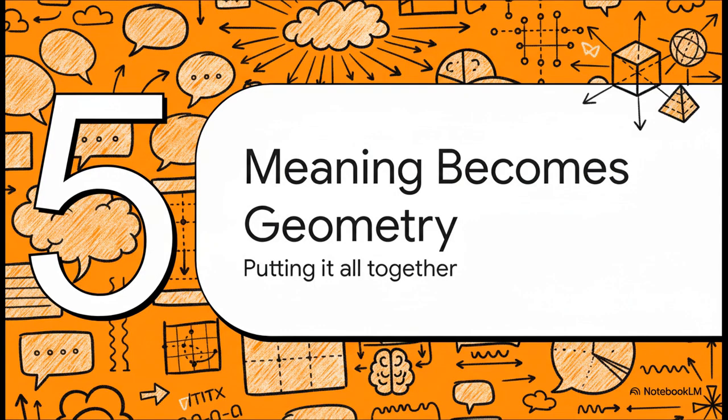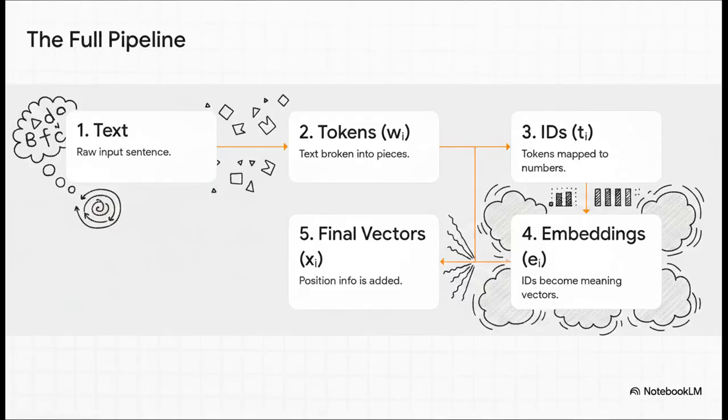So let's put this all together now. We've gone from meaningless text all the way to a rich, position-aware mathematical object. Let's just trace that full journey one more time and see the final, pretty profound result of all this. Here's the complete assembly line.